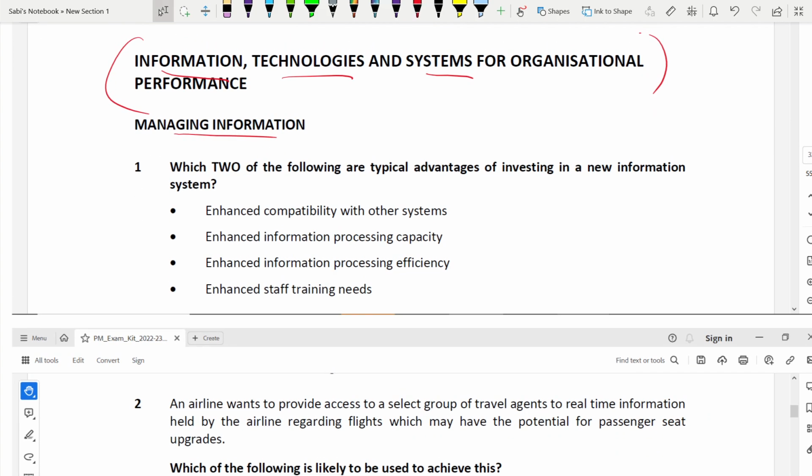First question: which two of the following are advantages of investing in new information systems? First, enhance compatibility with other systems. Second, enhance information processing system. Third, enhance information processing. And fourth, enhance staff training needs. The correct answer is the second and the third statement. They are advantages, whereas the first and the fourth are disadvantages of investing in new information systems.